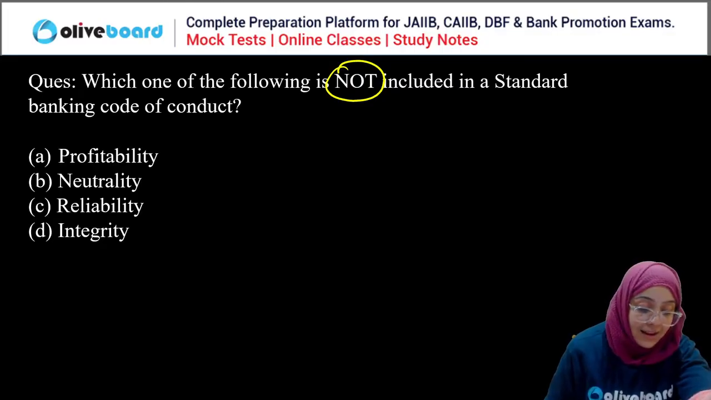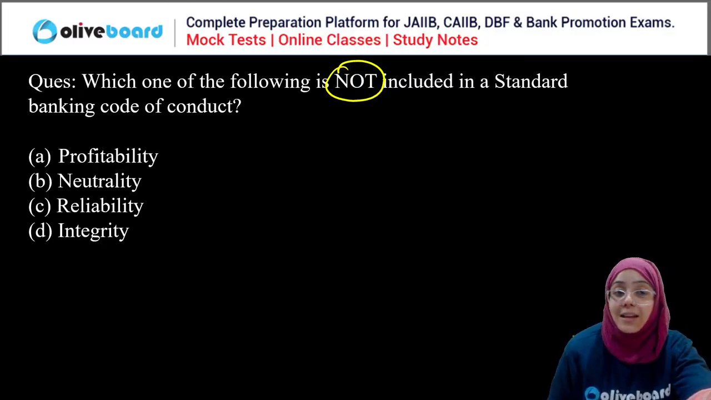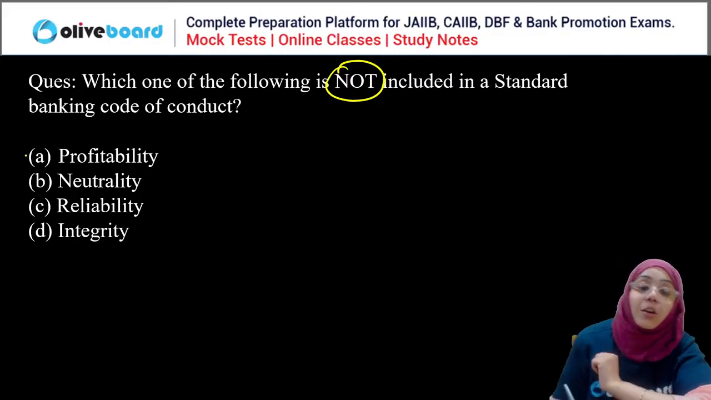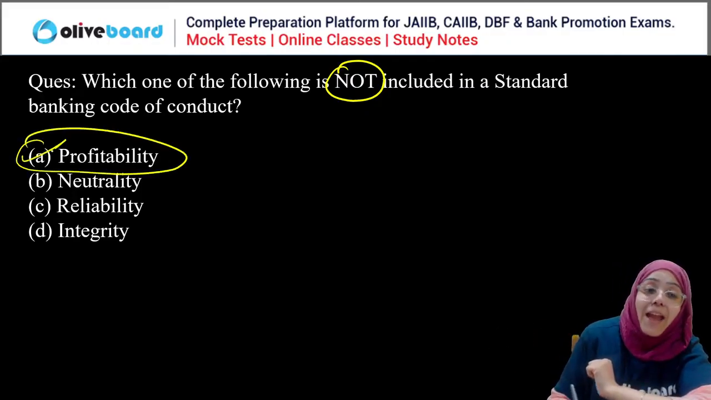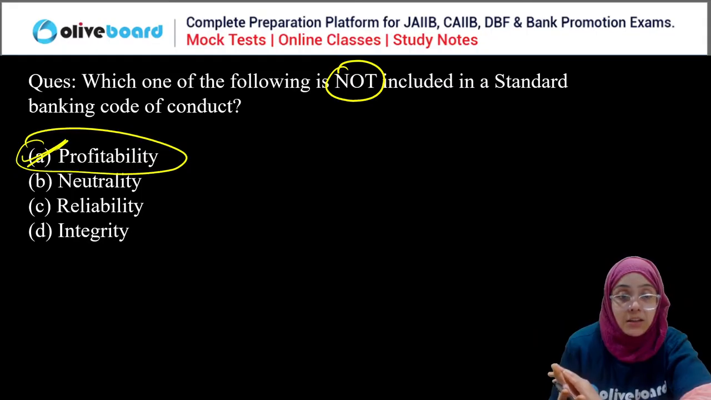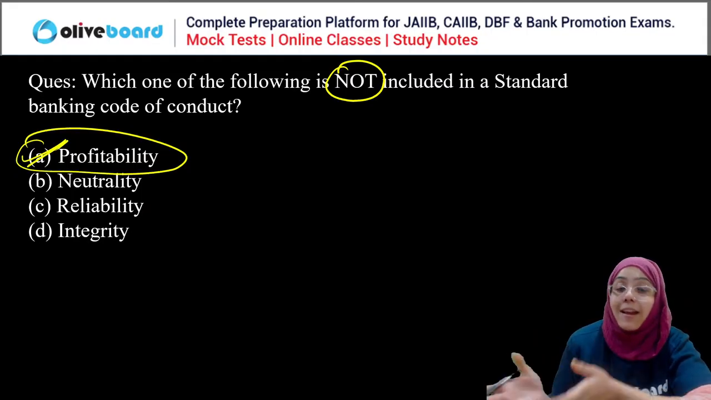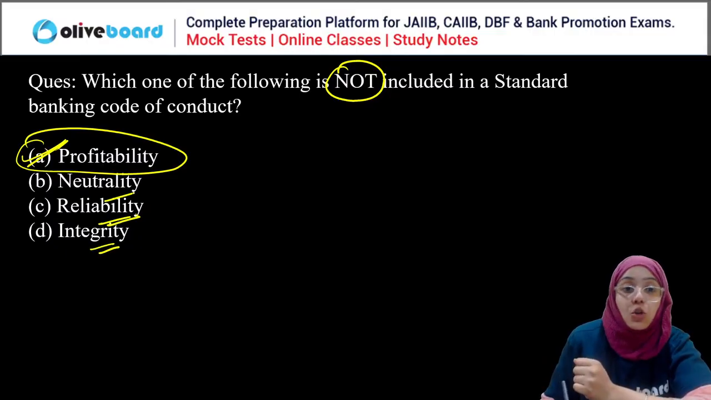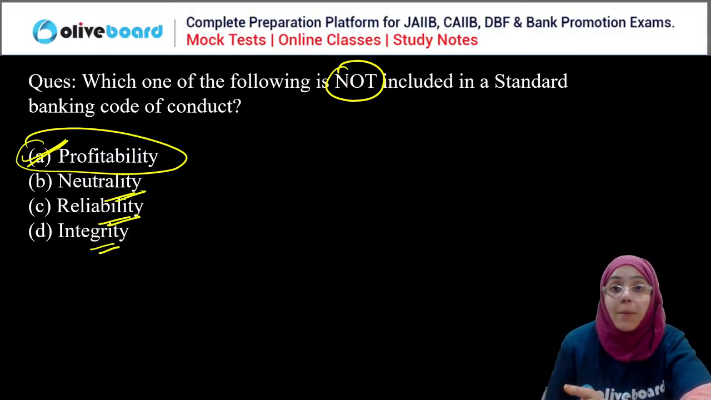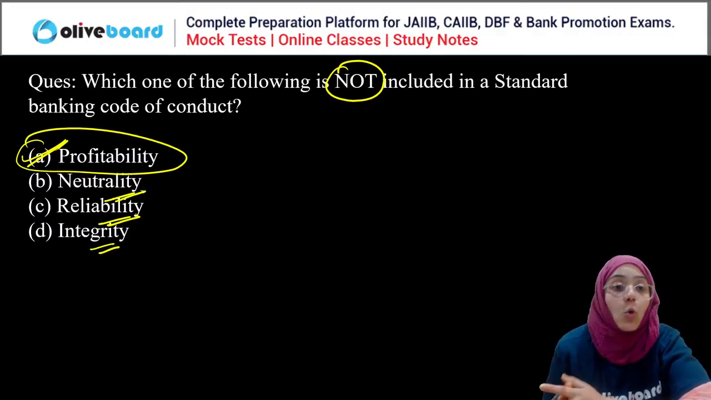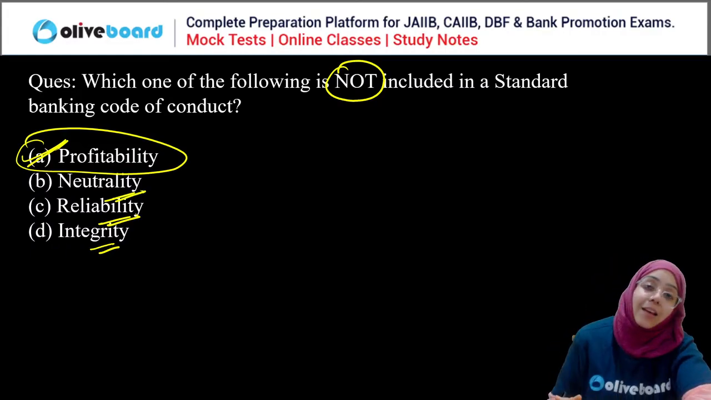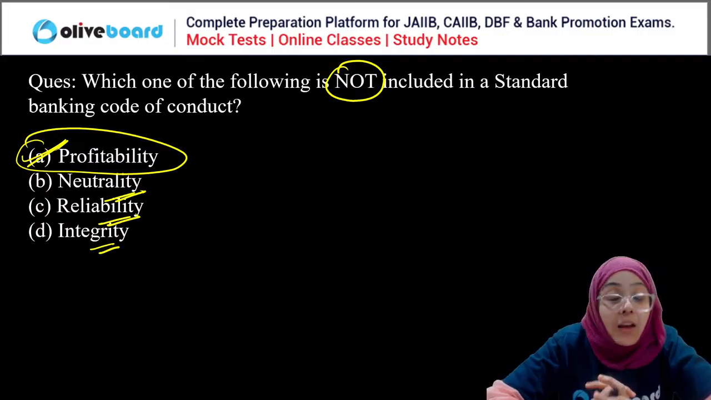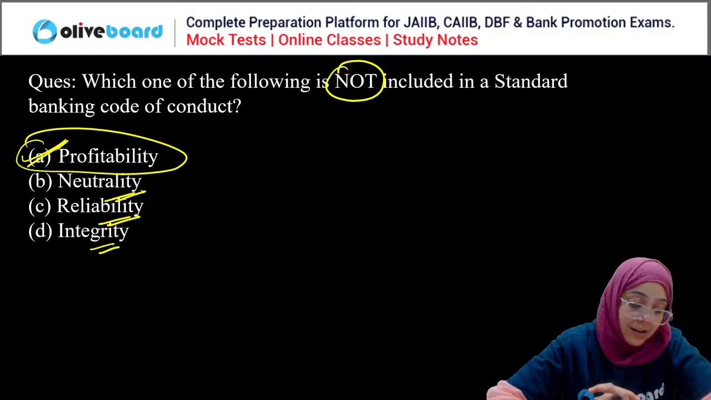Sunny and Smriti and Gopal, neutrality is actually included. The standard banking code of conduct has nothing to do with profitability. The code of conduct defines how to have integrity, reliability, neutrality, not profitability. That is not the code of conduct. So obviously A is the correct answer. Not included in the standard banking code of conduct: profitability is the correct answer.